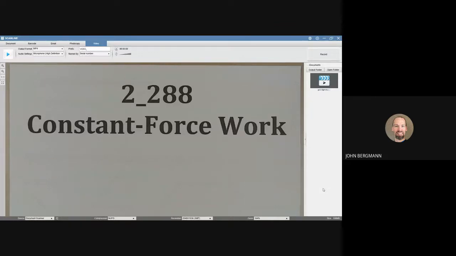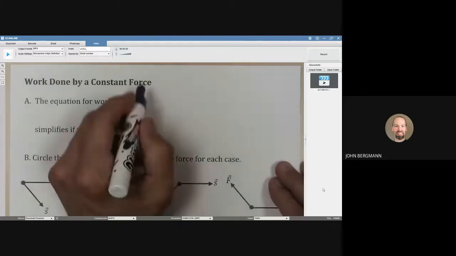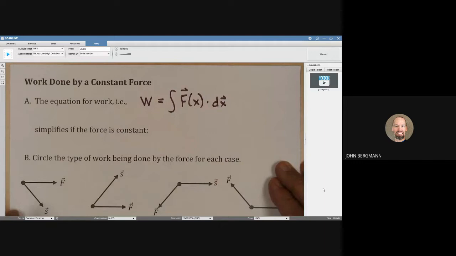This video is on constant force work. That is, the work done when the force remains constant. In general, the equation for work looks like this. That equation simplifies if the force is constant.